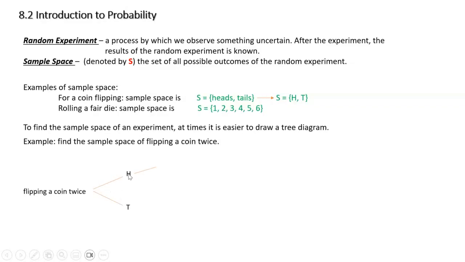Now second flip, if it was heads first, then again it can be heads or it can be tails. If it was tails first, right, then it can be heads again or tails. That's where we draw a tree. So what's my sample space? It's going to be S equals HH, heads heads, heads tails, tails heads, and tails tails. So that's my sample space. There it is.